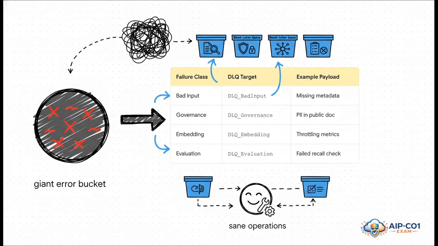Instead of just one giant error bucket, you use multiple dead letter queues. It's like sorting the mail. Documents that fail because of bad metadata, they go into one queue. Failures because of a security or governance issue, they go to a completely different one. This makes fixing problems so much more efficient.